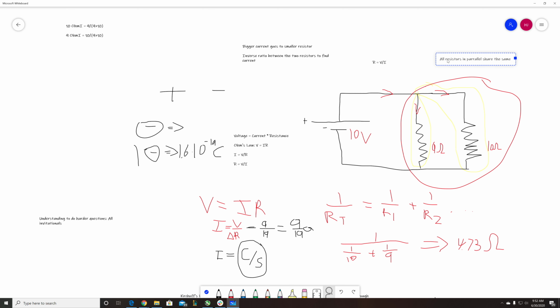This is a key thing to understand. All resistors in parallel share the same voltage. This is a key concept to understand, and you can do tricks with this, and this is exactly what I want to get to here. But do any of you know what can be done with this circuit, because you know that all resistors in parallel share the same voltage?